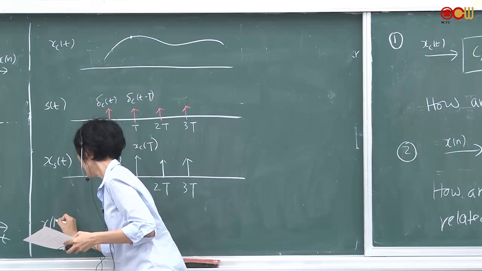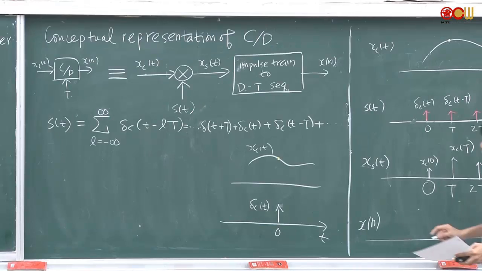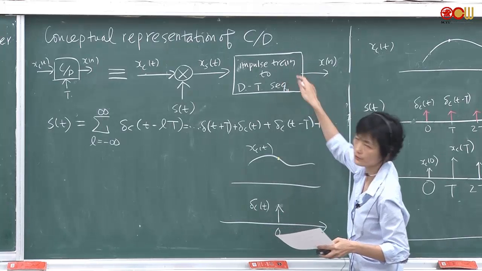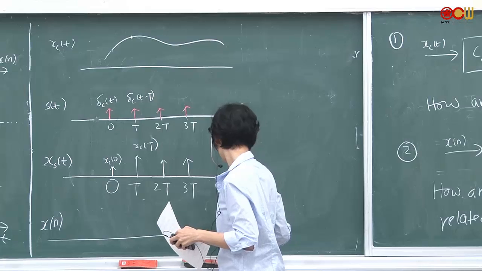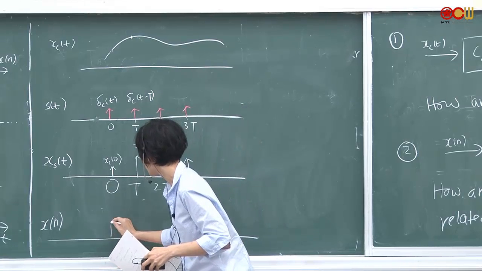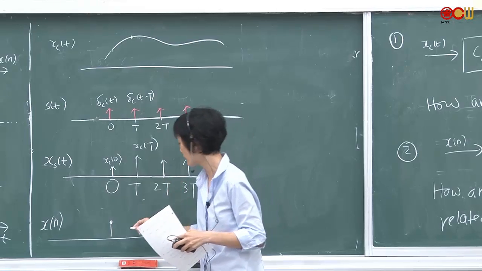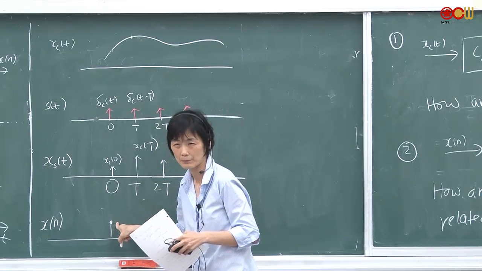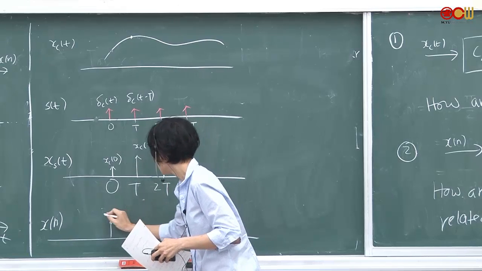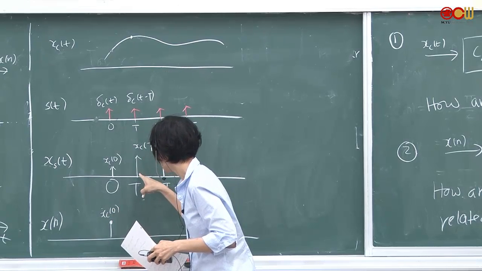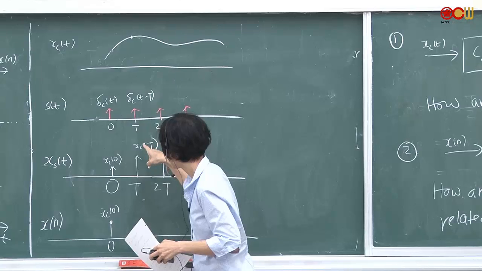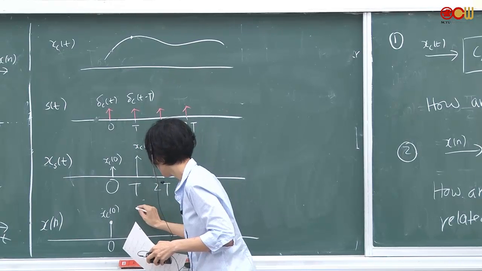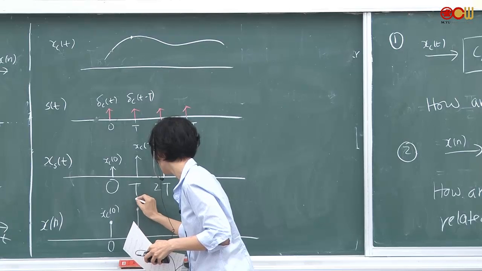And then xn. For xn, we simply convert the value that each impulse carries to a sample. So this one will be a sample. Now we don't have this arrow anymore because it's a sequence, and this is just a sample. This is xc0, and this is for n equal 0 and 1. For x1, we simply take the value that this impulse carries and convert it to a sample.